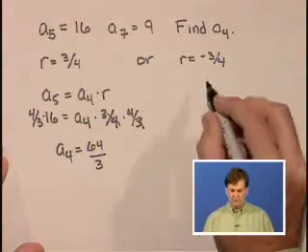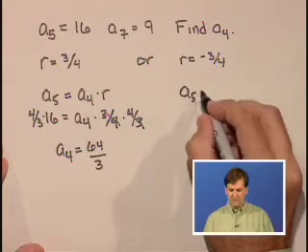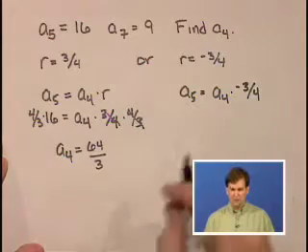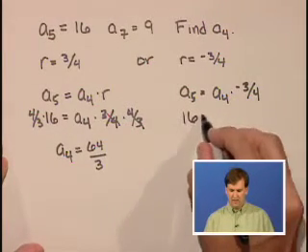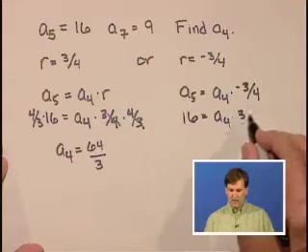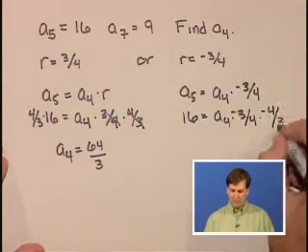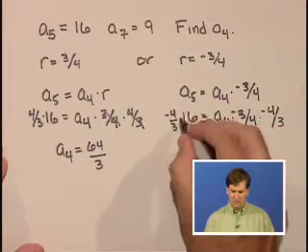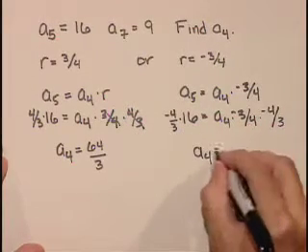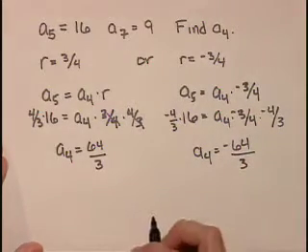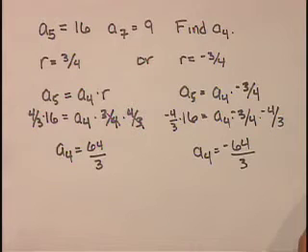If the ratio is negative 3/4, a5 is still a4 times negative 3/4. So 16 is equal to a4 times negative 3/4. The only difference here is we're going to multiply by negative 4/3 instead of the positive 4/3 before. So the only difference in the answer is that we're going to get negative 64/3 instead of positive 64/3. So we have two possible answers for this sequence. a4 could be 64/3 or a4 could be negative 64/3.